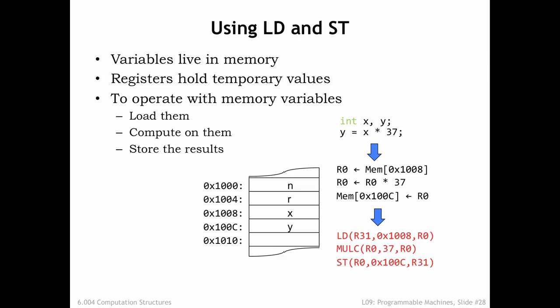To access the value of variable x, the load instruction adds the contents of R31 to the constant hex 1008, which sums to hex 1008, the address we need to access. The store instruction specifies a similar address calculation to write into the location for the variable y.